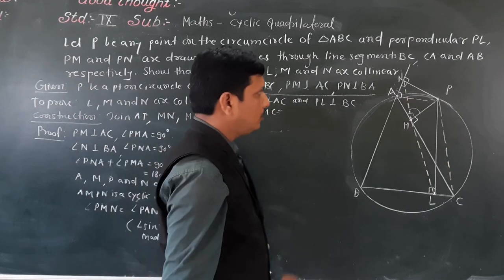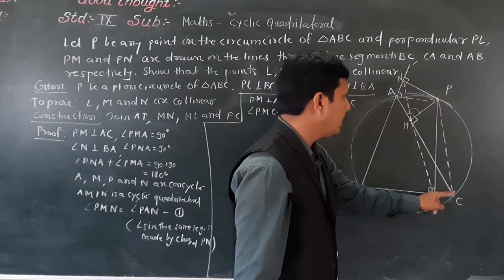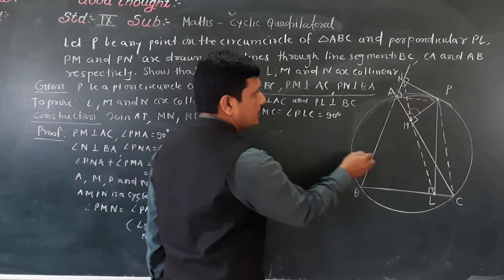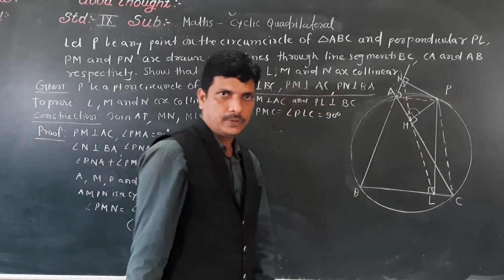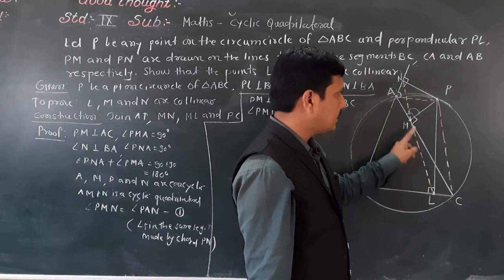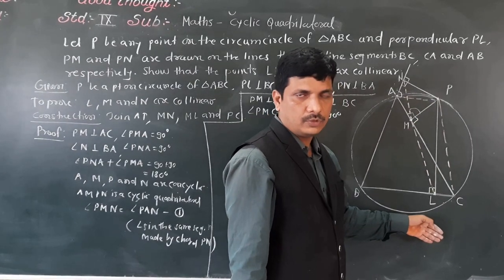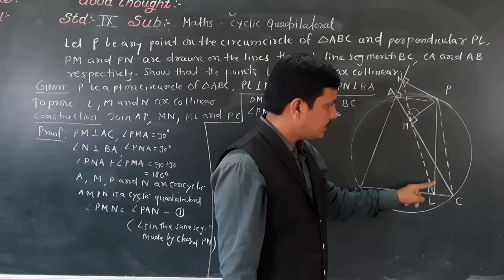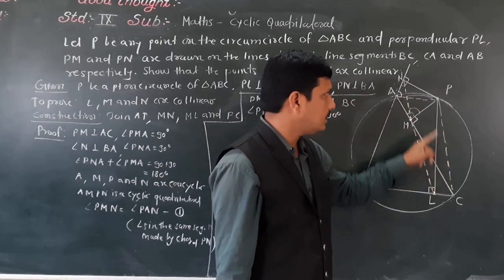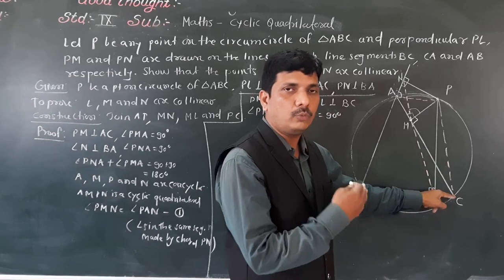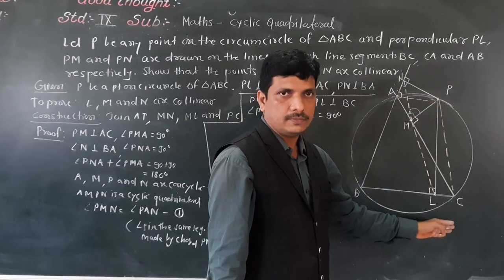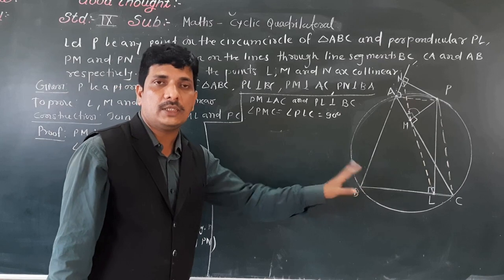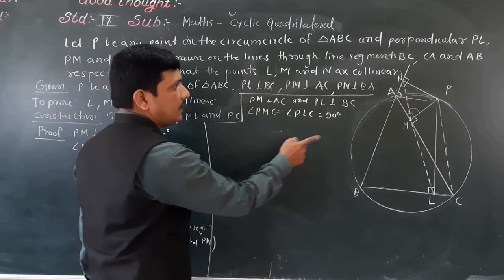angle PMC is equal to angle PLC is equal to 90, because this is perpendicular and here it is also perpendicular. Both these angles are made by chord PC. So both angles PMC and PLC are equal and both are on the same side of chord PC. So angles in the same segment are equal. Understood?